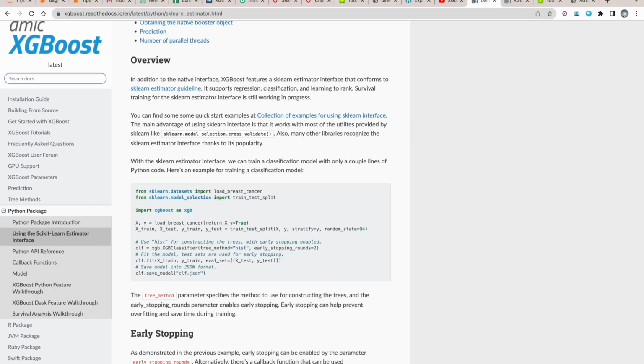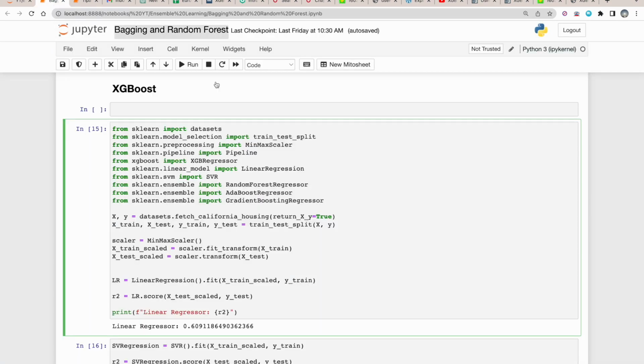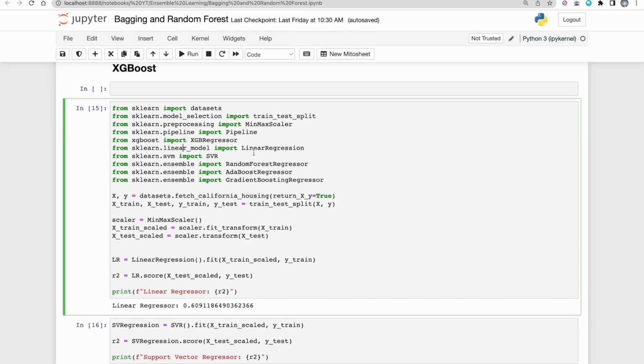Yeah, I think we can go to our Jupyter notebook. This is our Jupyter notebook, XGBoost, right? What I'm doing over here, I'm importing the data set, train test split, min max scaler, pipelining, XGBoost regressor. I'm not using actually pipeline or scaling, I think. No, I'm using scaling. Okay, I'll leave it. Then XGBoost regressor, right?